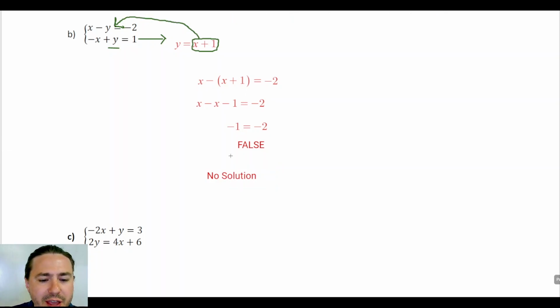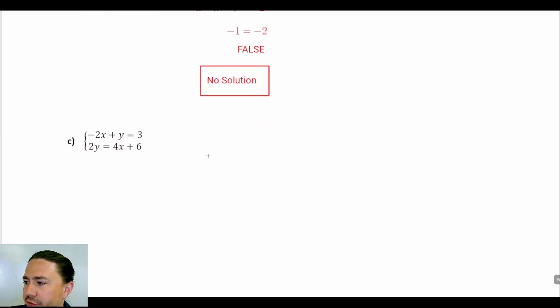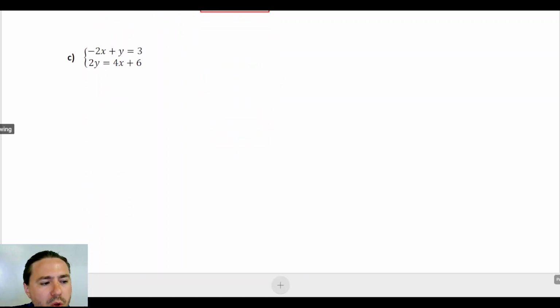Now, if this sort of thing happens and you end up with a true statement, like let's say it ended up being negative 1 equals negative 1, in that case you would say infinitely many solutions. So let's take a look at C, where we'll solve it very similarly here. We'll start by, we got to isolate y in one of these two equations. So I think the easiest one might be to isolate y in this second equation. All we would need to do is just divide both sides by 2. So that gives me y equals 2x plus 3.